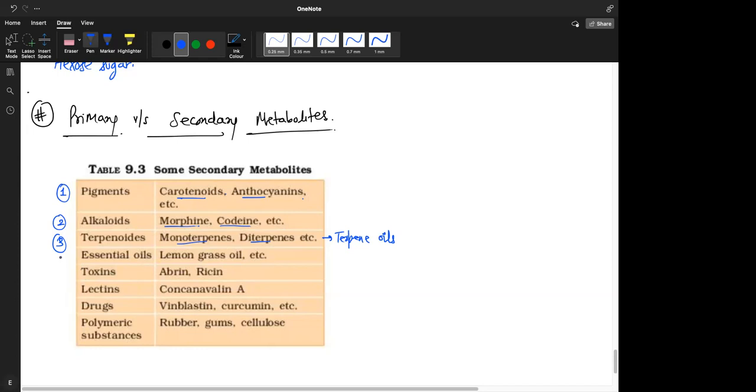Fourth is essential oils like lemongrass oil. Also toxins, abrin and ricin. They are toxic substances produced by systems. Then lectins are examples. Concanavalin A is a lectin. Certain drugs like vinblastine, curcumin, they have human uses. We use all these things.